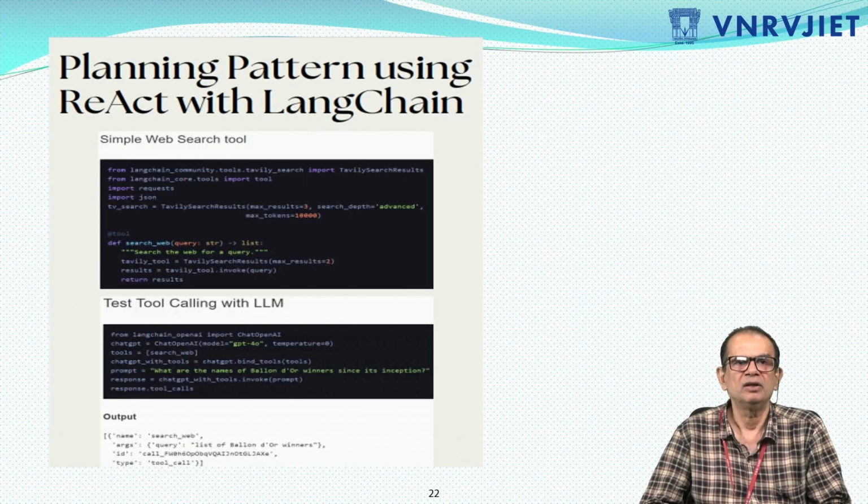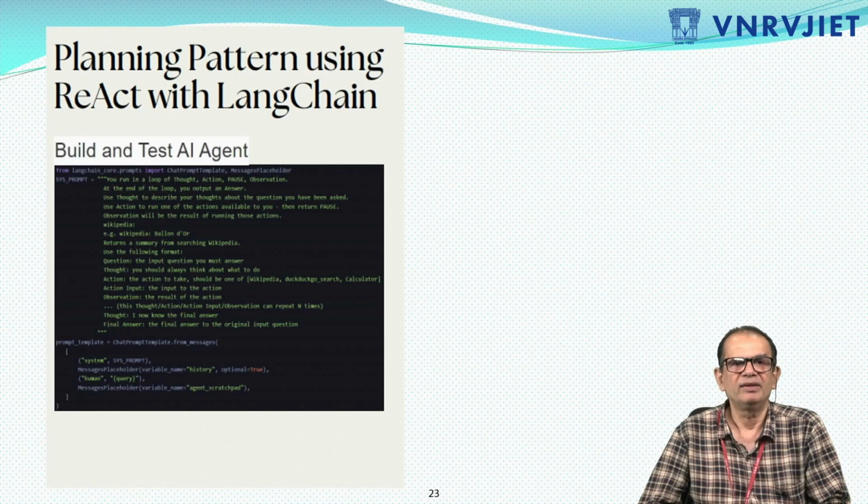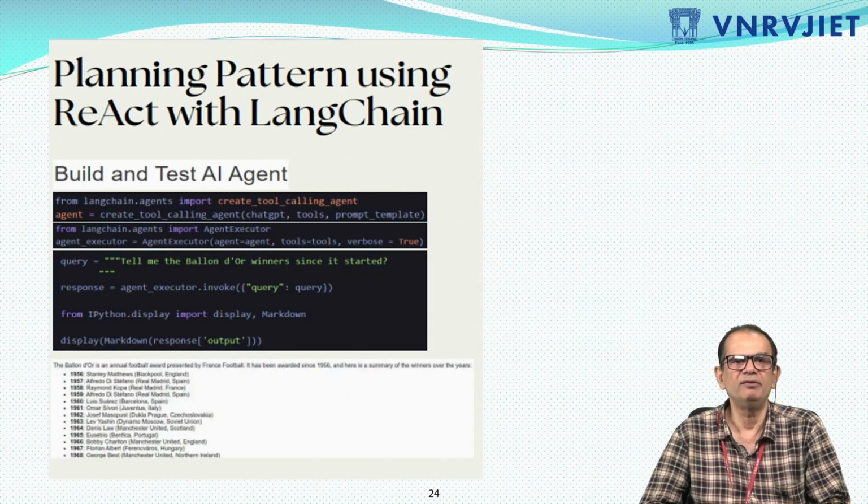Okay, as you can see, he has performed one of the reasoning and action frameworks with the help of LangChain, which is one of the Python packages for agentic AI. Okay, this is the same example that we are showing you using the LangChain framework.